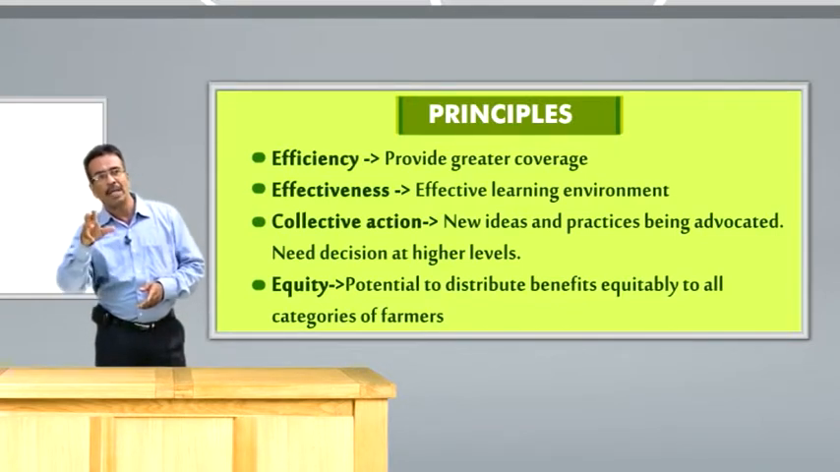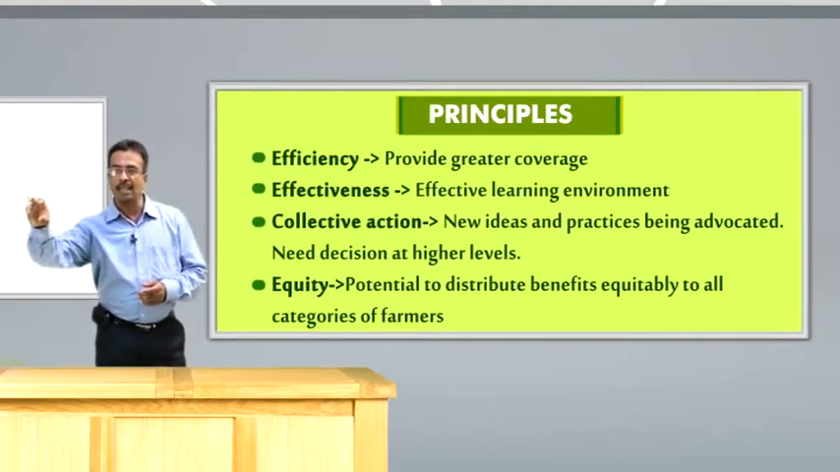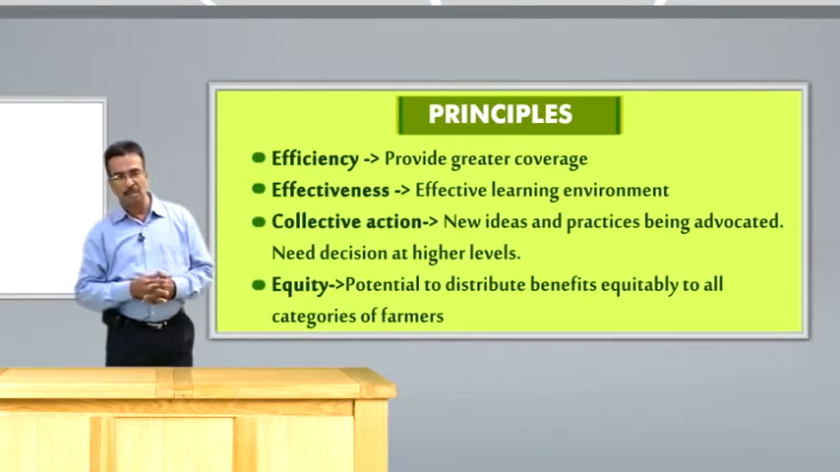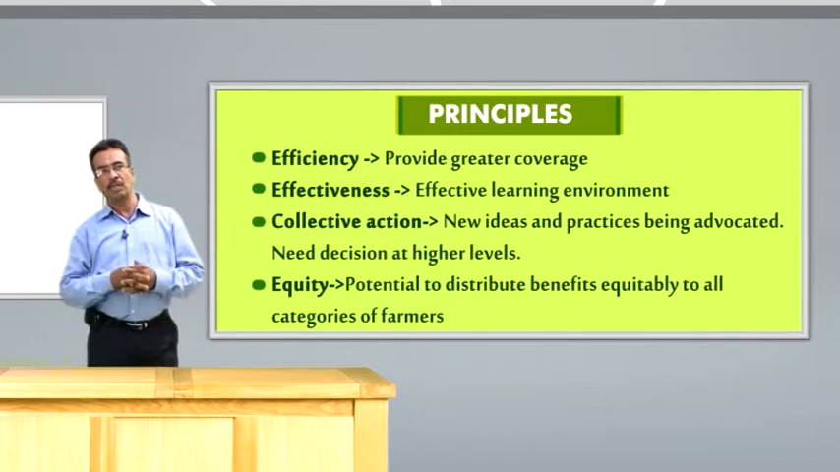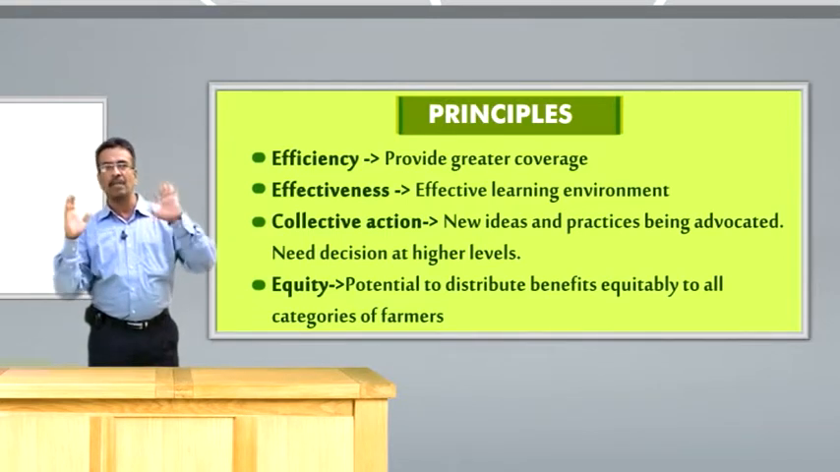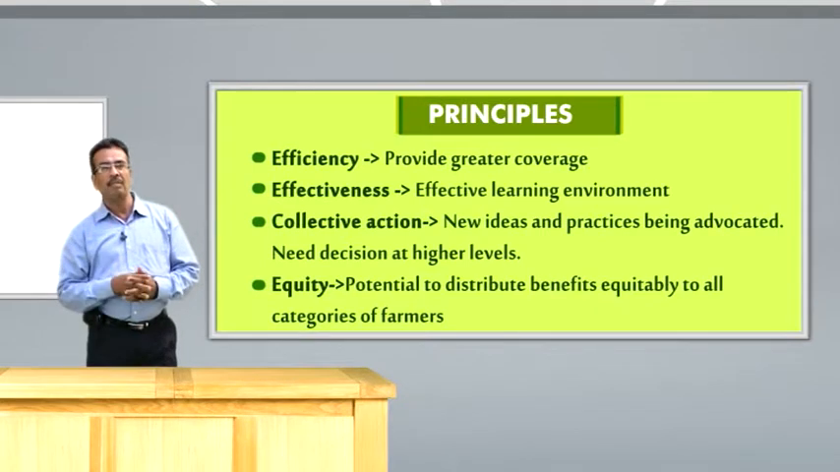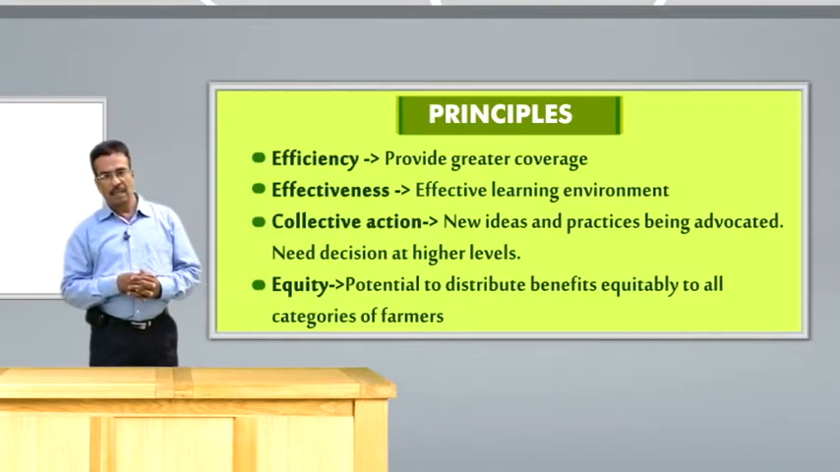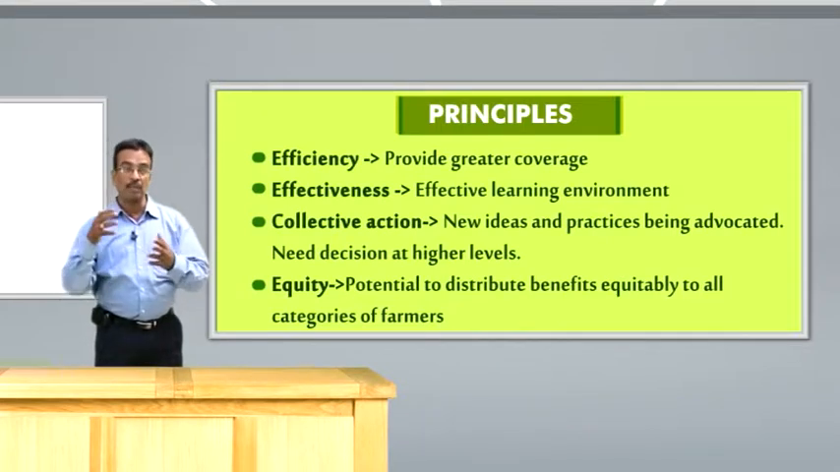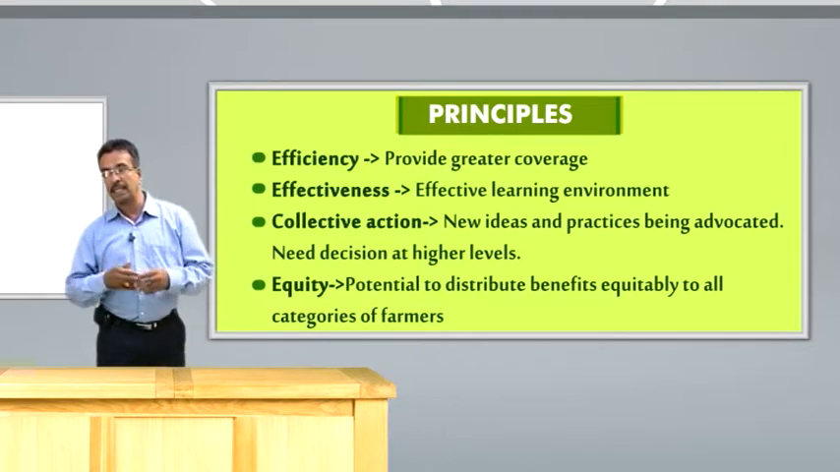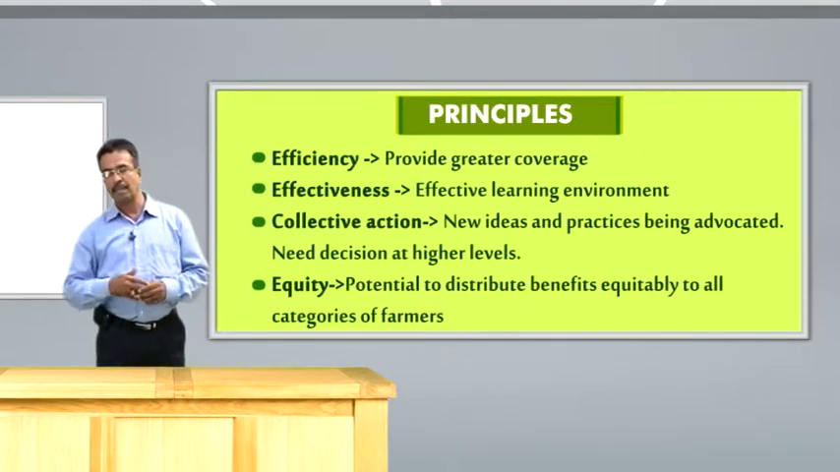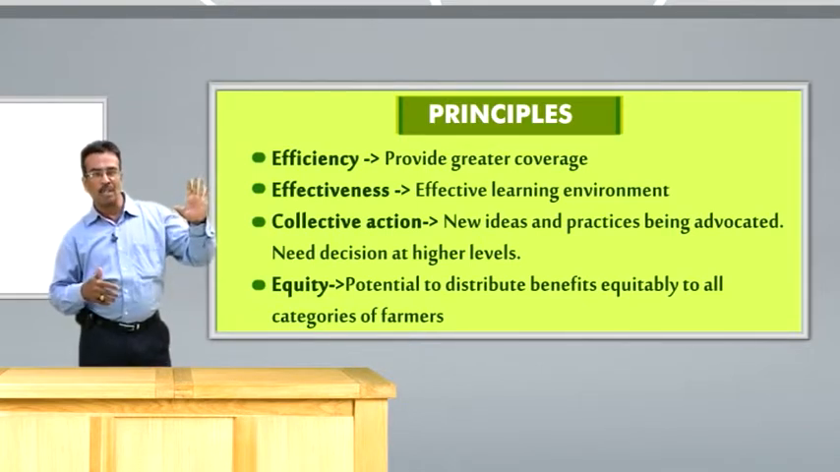Otherwise, if you give information to one person and then another person, there is a distortion of the message. Giving the message simultaneously means the efficiency will be more. Then effectiveness and learning environment: rather than telling one person, I am covering a group of people, so the learning environment will be more. Then collective action, new ideas and practices being advocated, and new decisions at a higher level. That is collective decision making. Suppose, a very typical example, there are some very good commodity groups. You can watch, you are all experienced in ATMA and other extension reforms, in which the major concept is FIG.